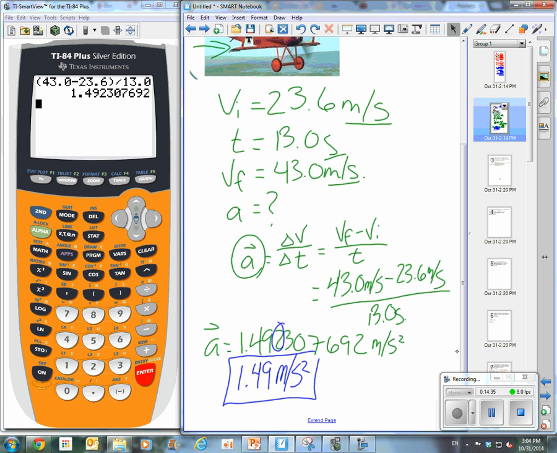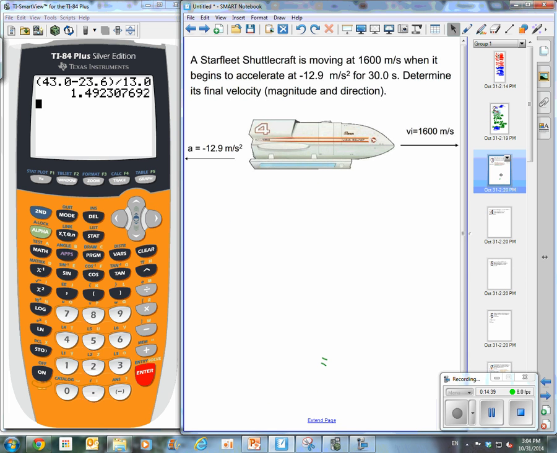All right, so now let's look at another question. The Starfleet shuttlecraft is moving at 1,600 meters per second when it begins to accelerate at negative 12.9 meters per second squared for 30 seconds. Determine its final velocity, magnitude, and direction.